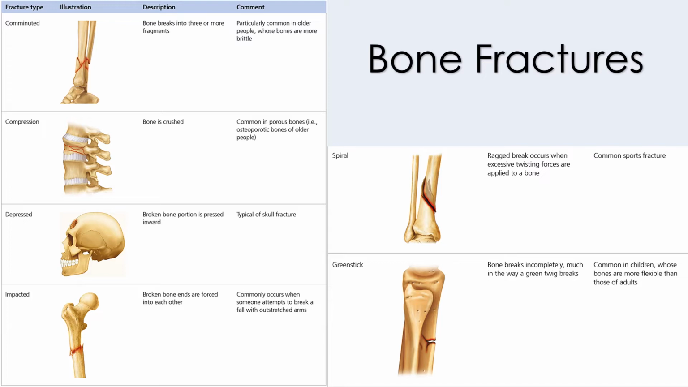And then greenstick. So this is most common in children because their bones are a lot more flexible than adults, but the bones break incompletely. And even sometimes you can't even see this gap that it shows in this image. It's simply just a line in the bone.